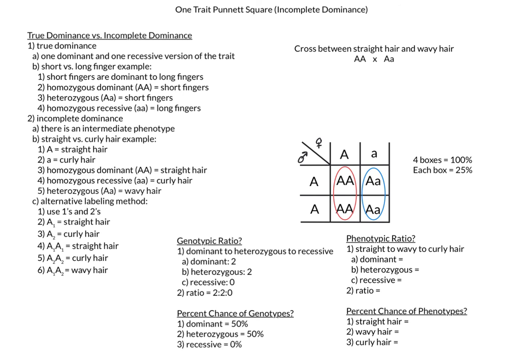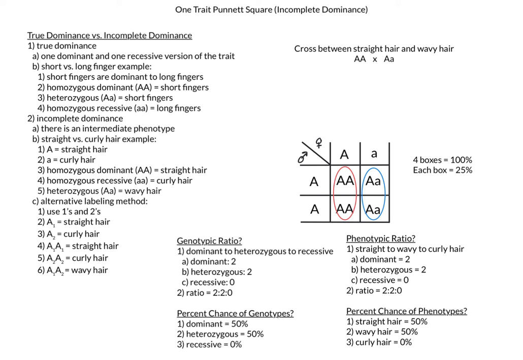Now let's do the phenotypic math. Here we have 2 individuals with straight hair, 2 individuals with wavy hair, and 0 individuals with curly hair. So the ratio is also 2 to 2 to 0. Our percentages are also going to look the same. 50% dominant or straight hair, 50% heterozygous or wavy hair, and 0% recessive or curly hair.